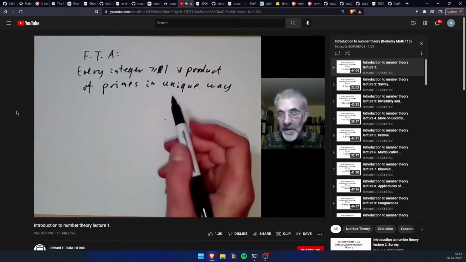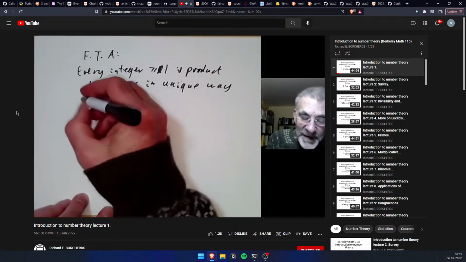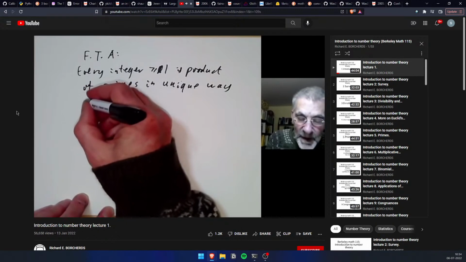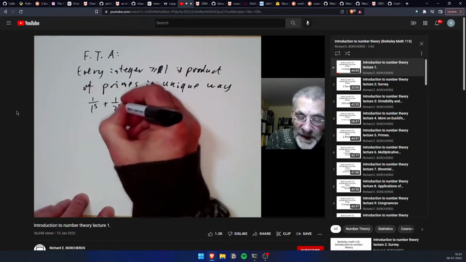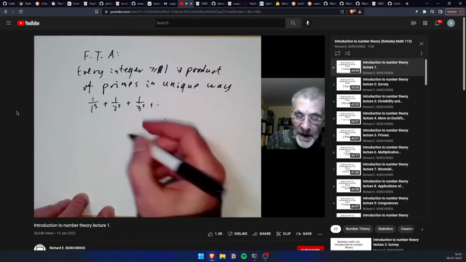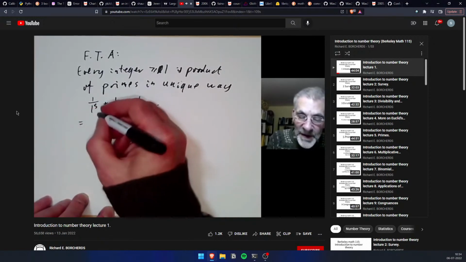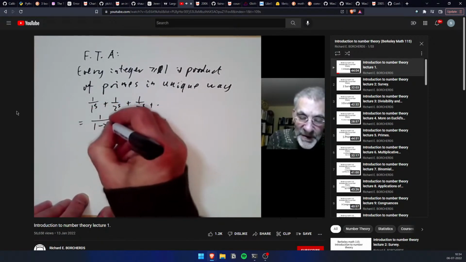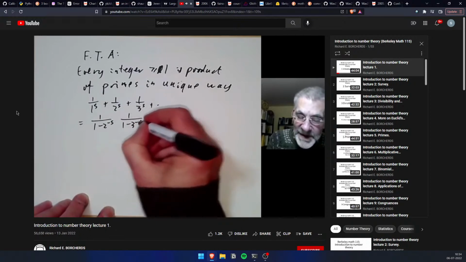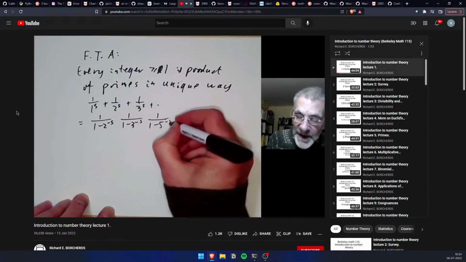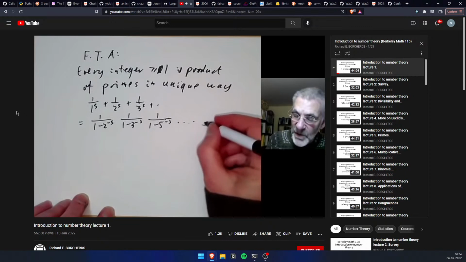And there's a very nice formula for this involving the Riemann zeta function, which is 1 over 1 to the s plus 1 over 2 to the s plus 1 over 3 to the s, and so on. And Euler discovered that you could write this as follows. It's the product of 1 over 1 minus 2 to the minus s times 1 over 1 minus 3 to the minus s times 1 over 1 minus 5 to the minus s, and so on, where this is a product over all primes.